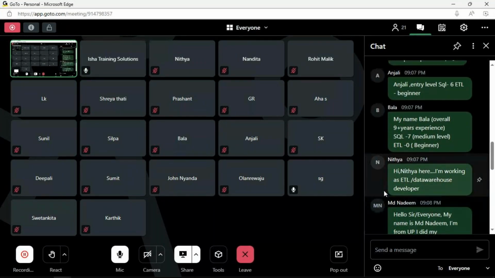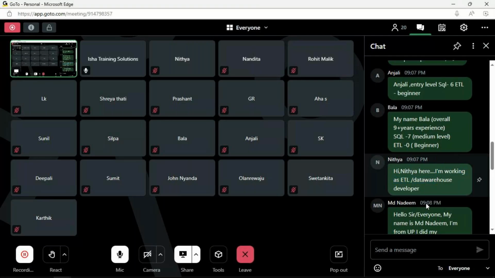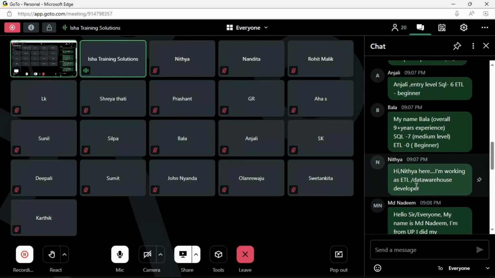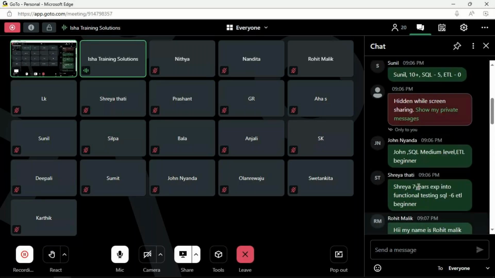Can you guys post all of your name and number? Please post all of your name and phone number before we start our first session today. We'll start with introduction to ETL. Before that, I just want you guys to post your name and number in the chat.